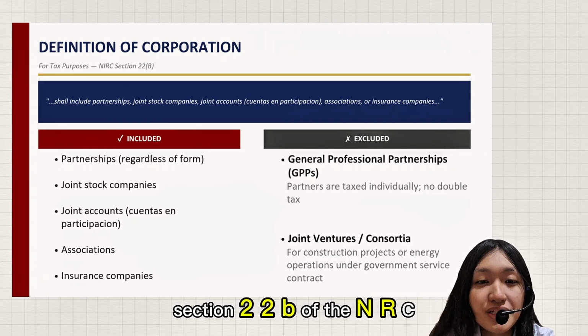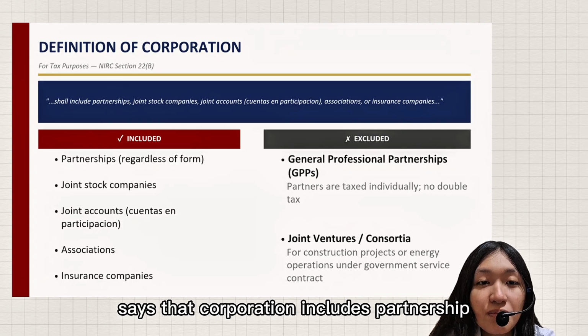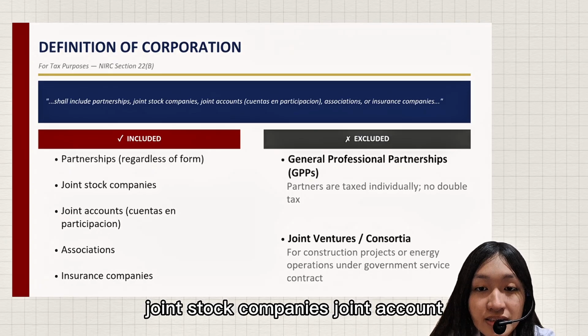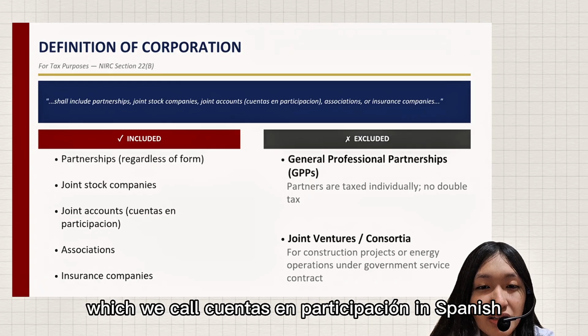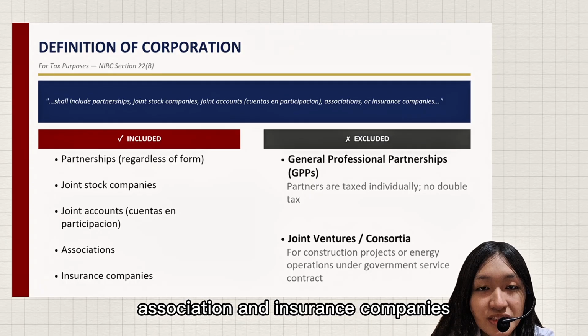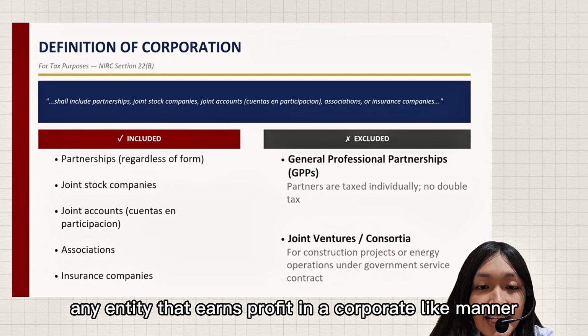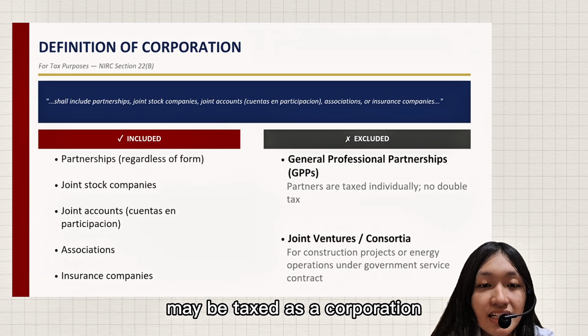Section 22(B) of the NIRC says that corporation includes partnership no matter how created or organized, joint stock companies, joint account, which we call cuentas en participación in Spanish, and association and insurance companies. As you can see, the law does not limit itself to formally registered corporation. Any entity that earns profit in a corporate-like manner may be taxed as a corporation.